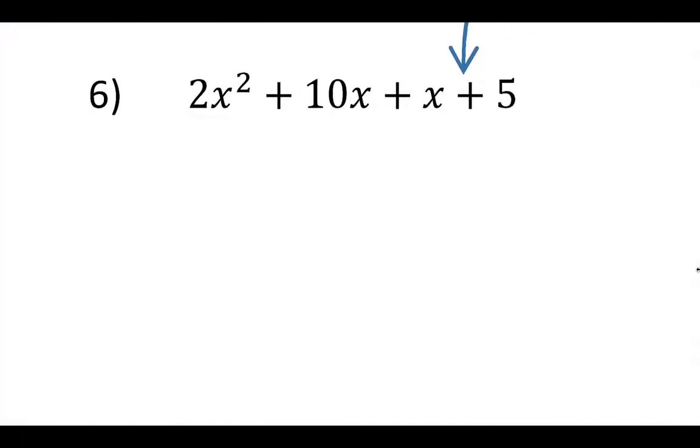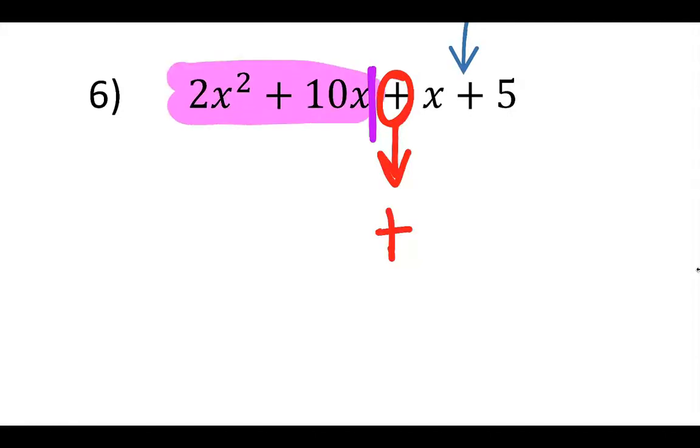So I am going to split it down the middle, bring my sign down that's in the middle, which is a plus this time. I'm going to look at my first binomial, which is 2x squared plus 10x. So I've got 2x as my GCF. My leftover pieces are going to be x plus 5.